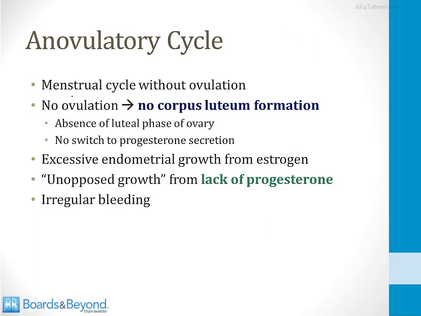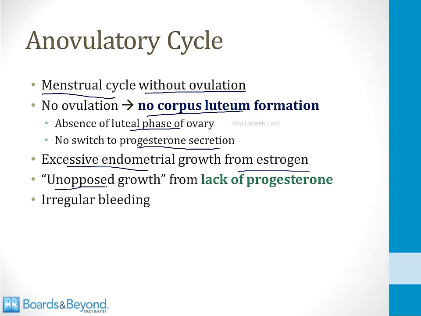So let's talk about an anovulatory cycle. This is a menstrual cycle without ovulation, and when there's no ovulation, there's no corpus luteum formation. Remember, the corpus luteum is a temporary endocrine structure that forms each menstrual cycle, and its job is to secrete progesterone. So when there's no ovulation and no corpus luteum formation, this means there will be no luteal phase of the ovary and no switch in the ovary from estrogen to progesterone secretion. As a result, the endometrium will undergo excessive growth from estrogen stimulation. This growth is called unopposed, meaning there's no progesterone to oppose the estrogen effect. So the uterine lining just keeps growing and growing, and it sheds irregularly, and this leads to irregular bleeding.